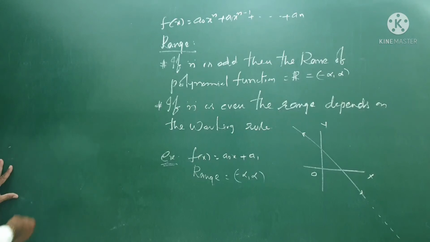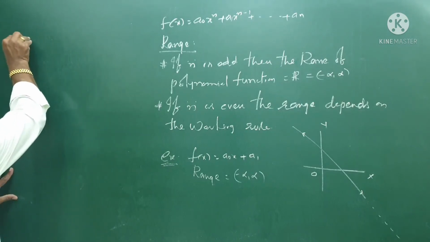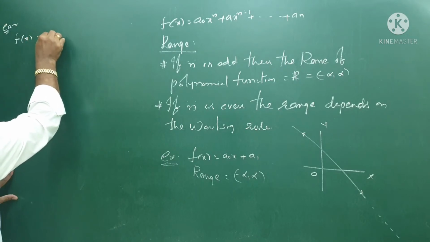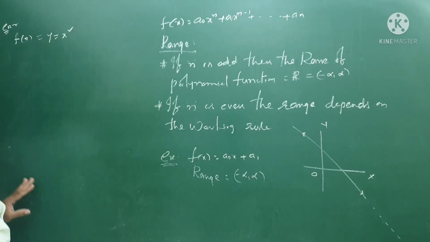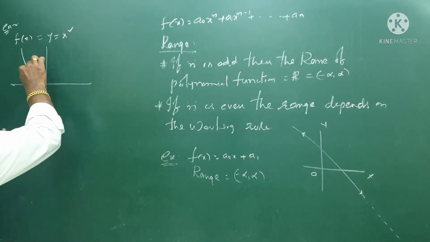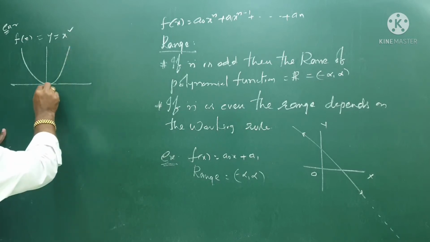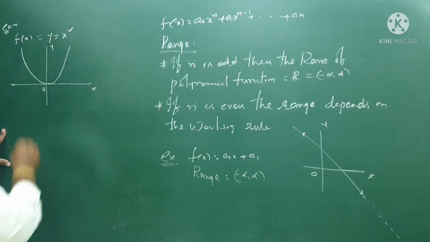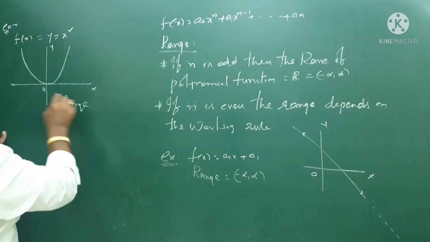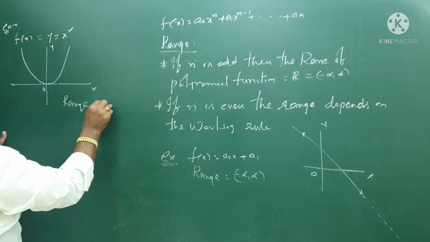Or if you take example 2, f of x is equal to y is equal to x square. And you know very well, this is a parabola. The graph of this function will be like this. And the range here is 0 to infinity, 0 included.